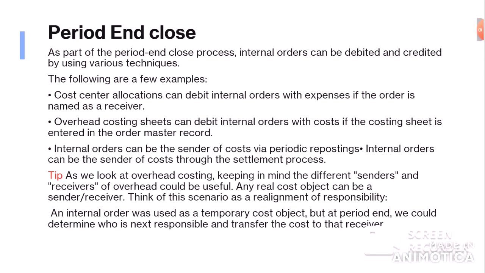As a tip, as we look at overhead costing, keeping in mind the different senders and receivers of overhead could be useful. Any real cost object can be a sender or receiver. Think of this scenario as a realignment of responsibility. An internal order was used as a temporary cost object, but at period end we could determine who is next responsible and transfer the cost to that receiver.